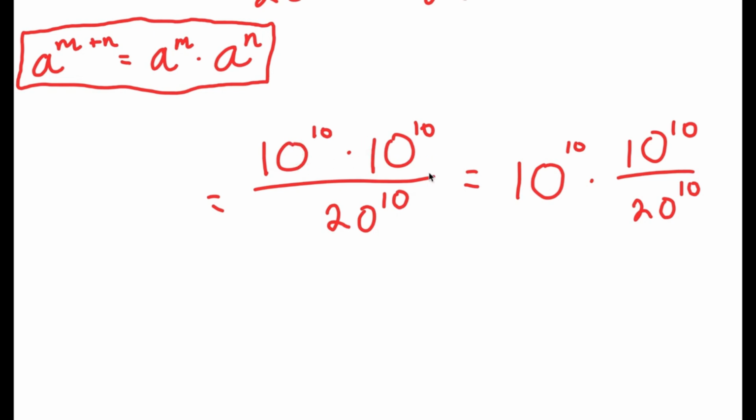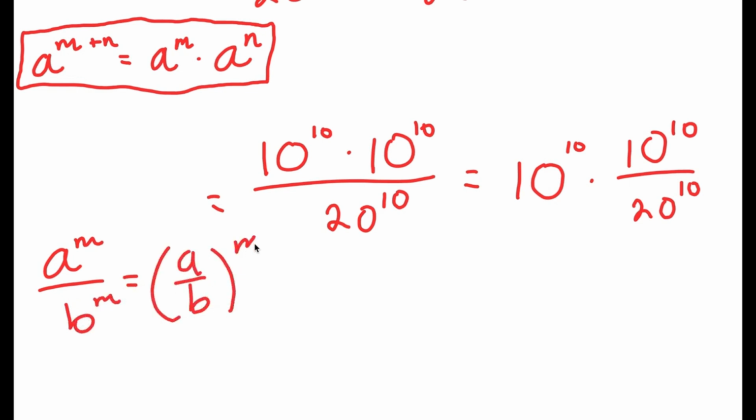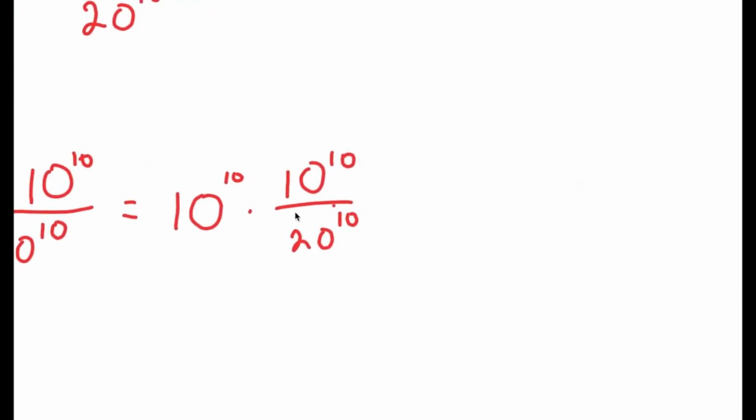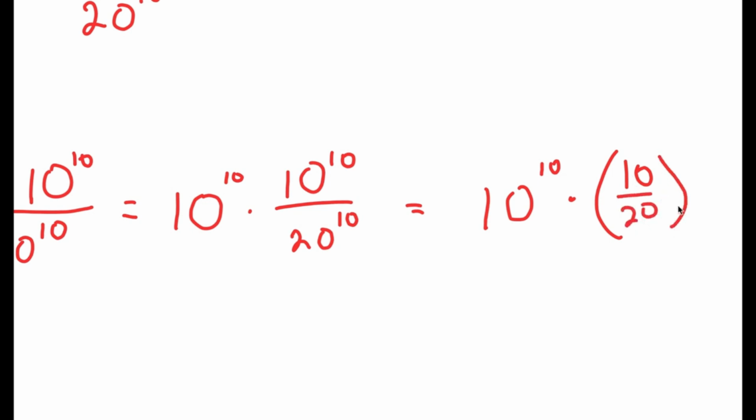All I did was group 10 to the power of 10 over 20 to the power of 10, because this way I can use the property a to the power of m over b to the power of m is equal to a over b to the power of m. So in this case, this turns into 10 to the power of 10 times 10 over 20 to the power of 10, which is equal to 10 to the power of 10 times 1/2 to the power of 10.